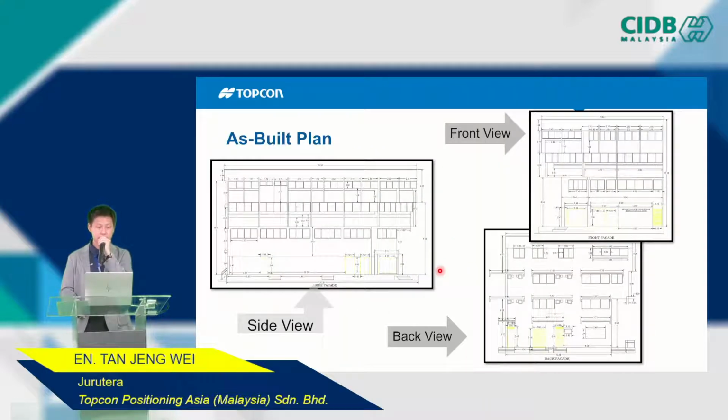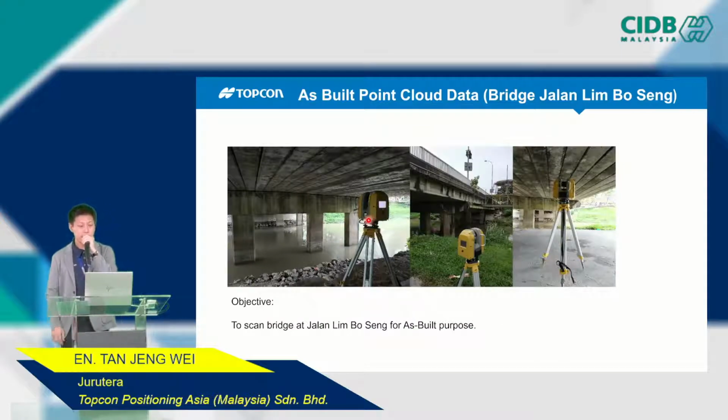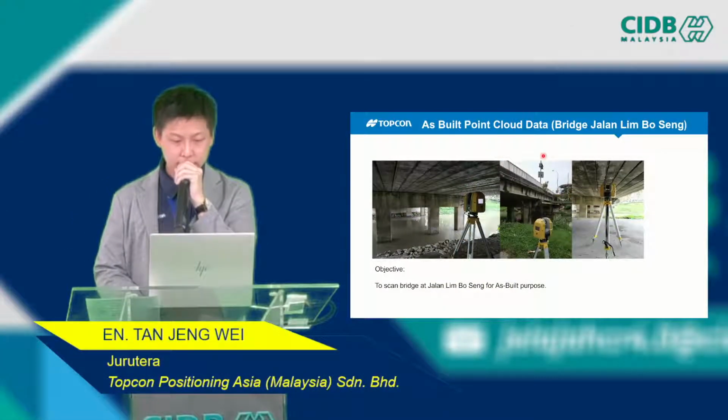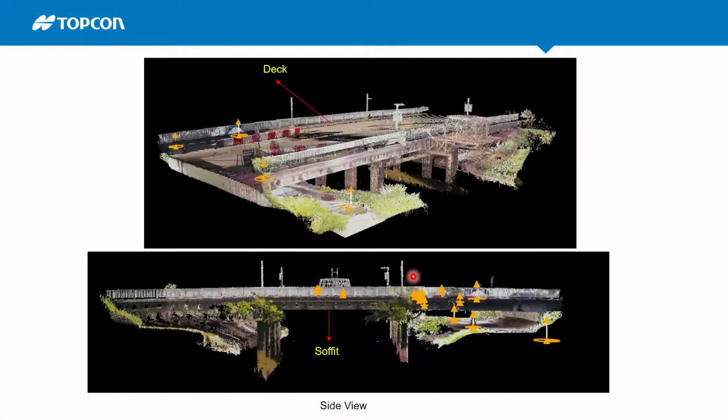Eventually we extract the point cloud to become a 2D drawing to submit to our client. So these are the results we get by converting the point cloud into 2D drawing. And the next example will be the as-built point cloud that we took at the bridge at Jalan Limboseng. So this is the result, and this is actually the point cloud data. It is a combination of millions of points, and each point carries the XYZ coordinate.